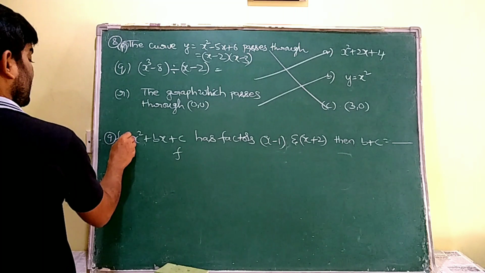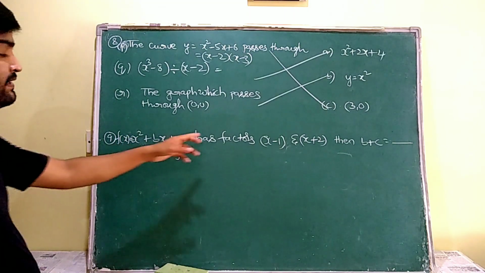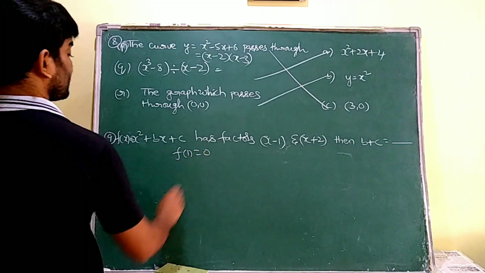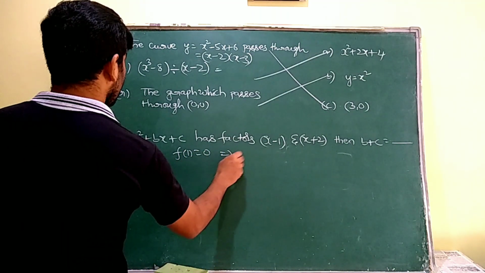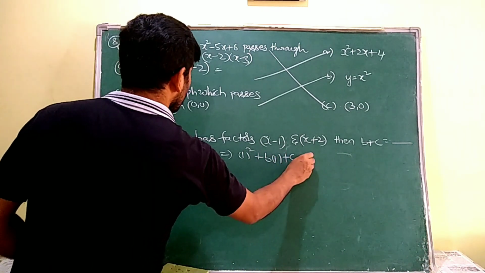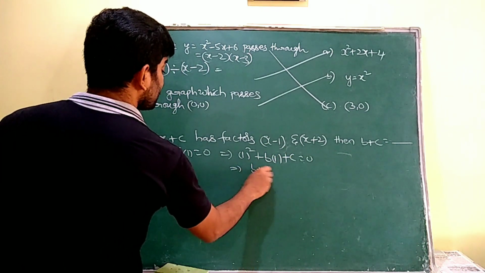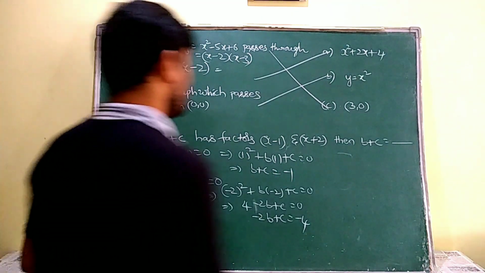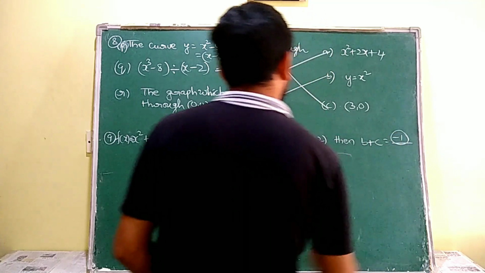Let us suppose it is f of x. By dividing f of x with x minus 1, the remainder is 0. Why? Because that is a factor. So 1 square plus b into 1 plus c is equal to 0. That implies b plus c is equal to minus 1. So the value of b plus c is equal to minus 1.